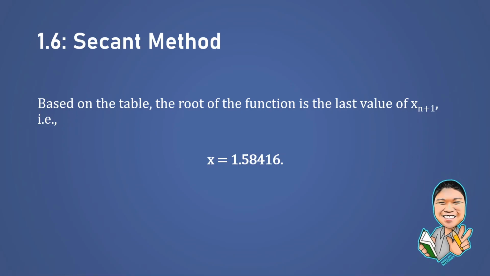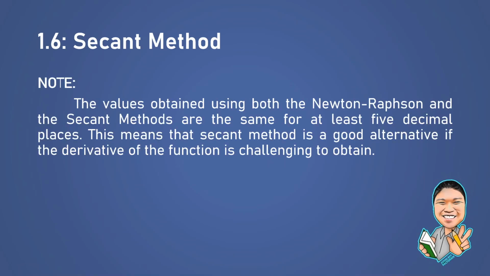So, yun lang. Tapos na tayo sa second method. Note lang that the values obtained using both the Newton-Raphson method and the second method are the same for at least 5 decimal places. This means that the second method is a good alternative if the derivative of the function is challenging to obtain. So, yun, at least, na-discuss na natin yung mga methods necessary sa pag-compute ng roots.